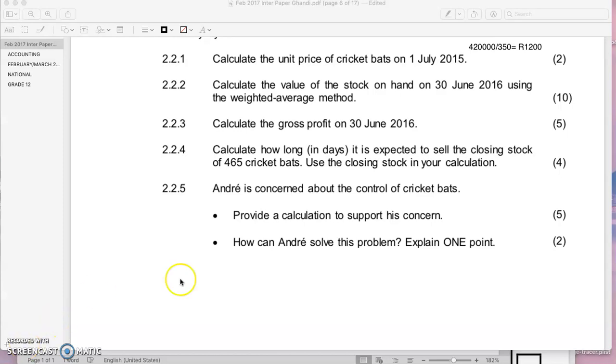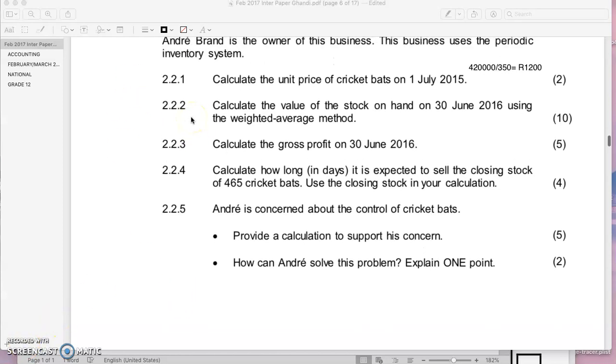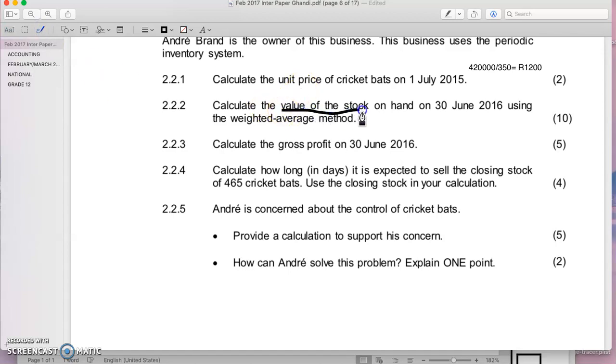Okay, we're now looking at 2.2.2, and honestly, the way students lose marks with questions like this is by not really understanding the question, or rather, forgetting what the question actually asked. And this question wants the value of stock on hand. So okay, we're calculating the value of stock on hand.